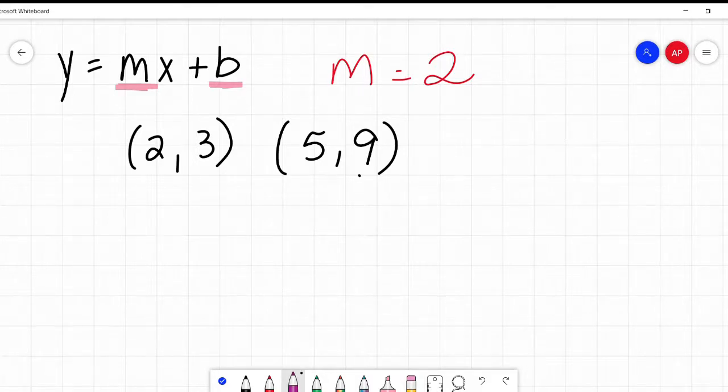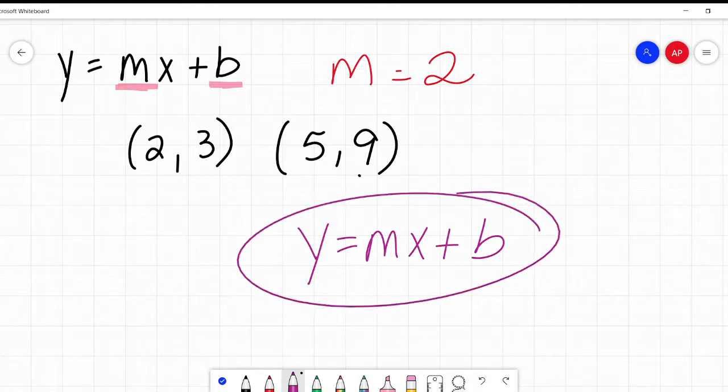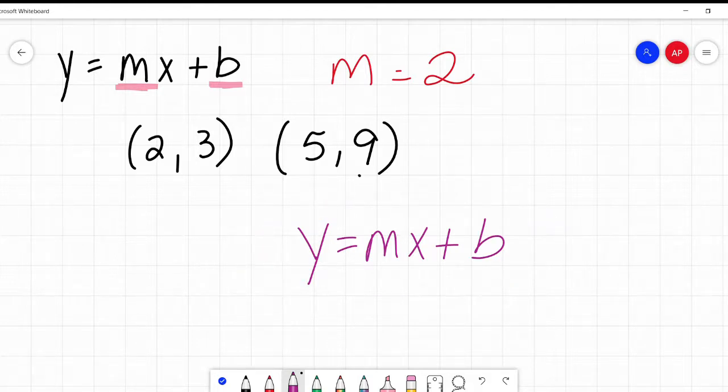I have this equation, right? Y equals mx plus b. Any line, I can plug things in here and I'll get my equation. It will describe a line. Any line can be described using a variation of this. So I have my m. It is 2. I'm going to write 2 here.